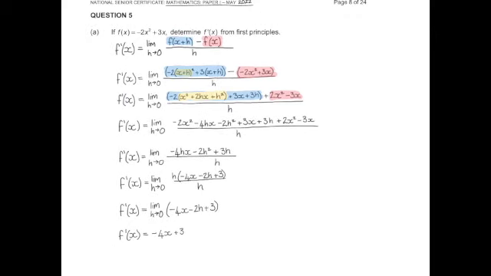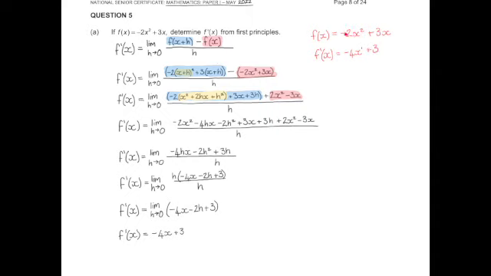Now, the best way to check we're correct is to do the first derivative to the side as if we were doing it without first principles. First principles are a great way to get good marks. They tend to be 4 to 5 marks each, and it's something you really can just memorize, practice enough. So let's take a look.